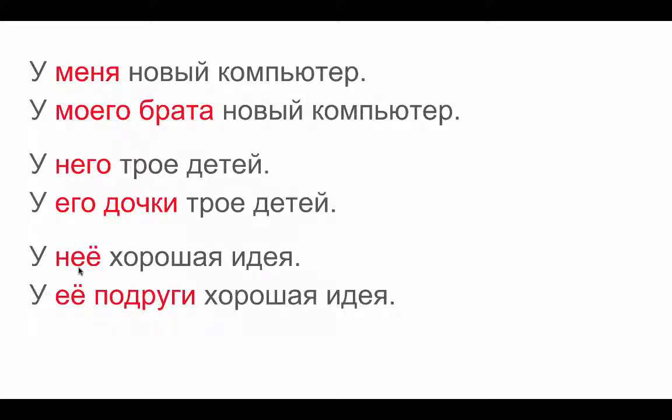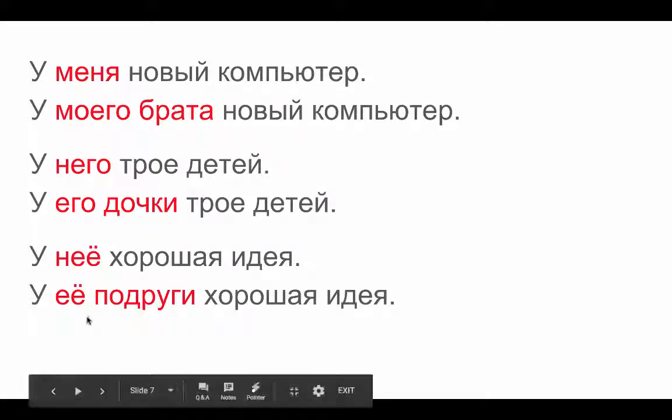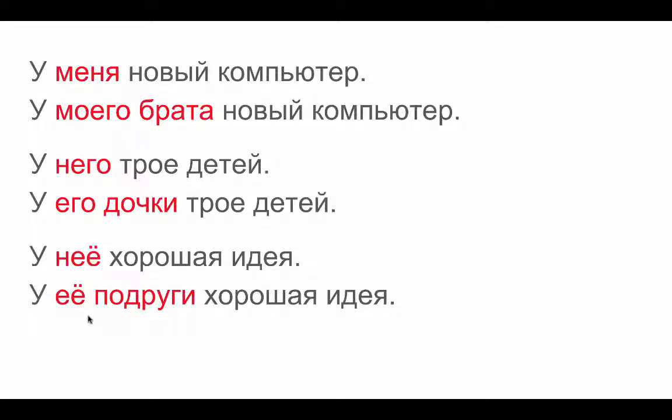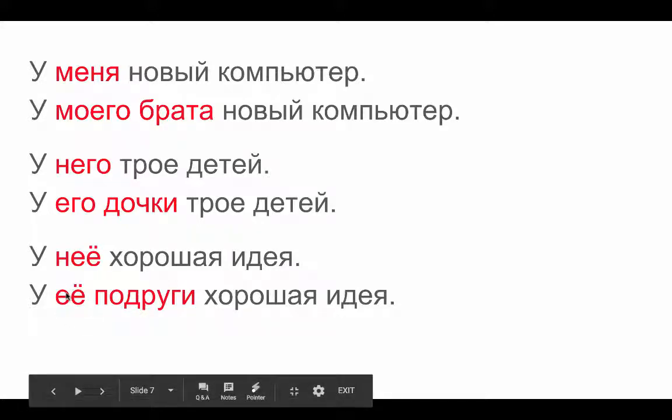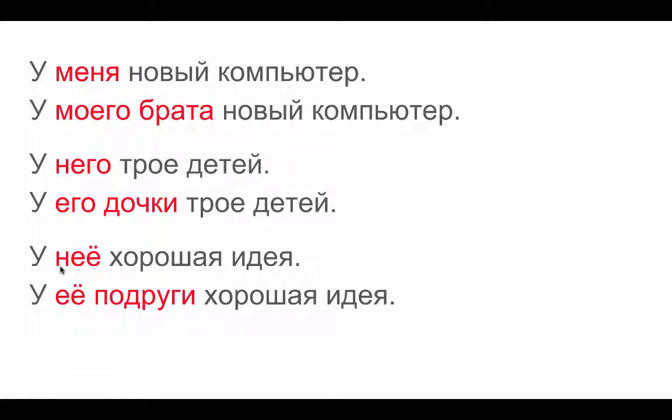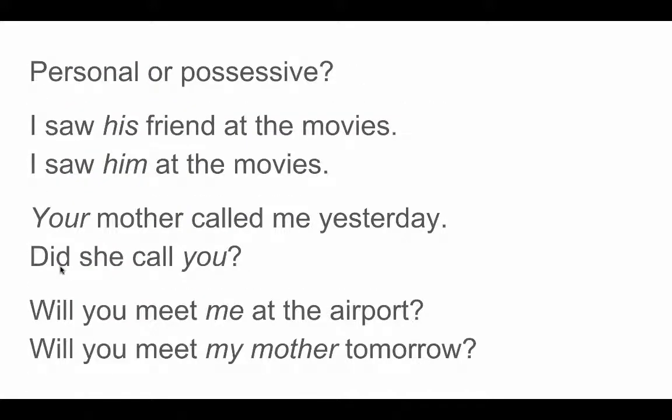Similarly here, у нее хорошая идея. She has, or by her there is. У ее подруги хорошая идея. Her friend has. So here we have a possessive, here we have a personal. Personal or possessive?